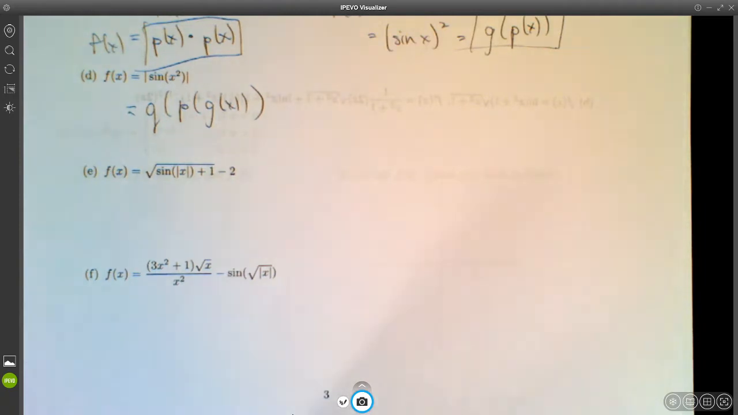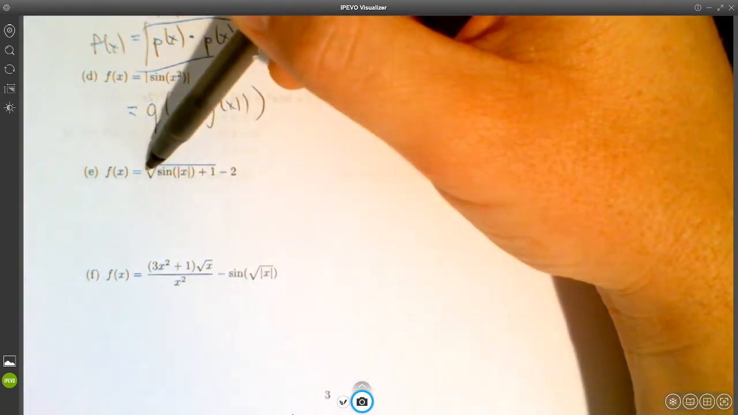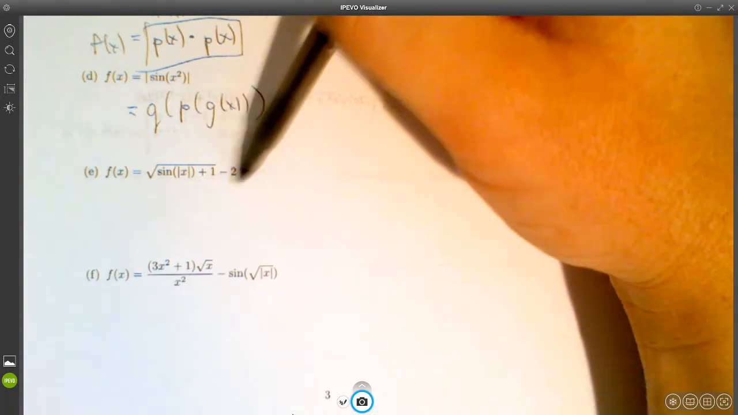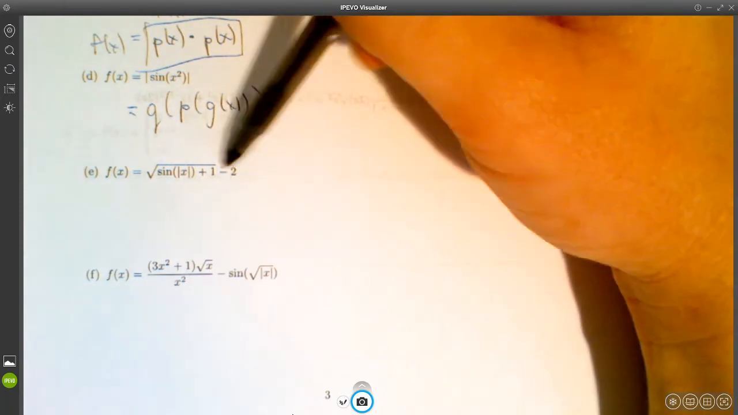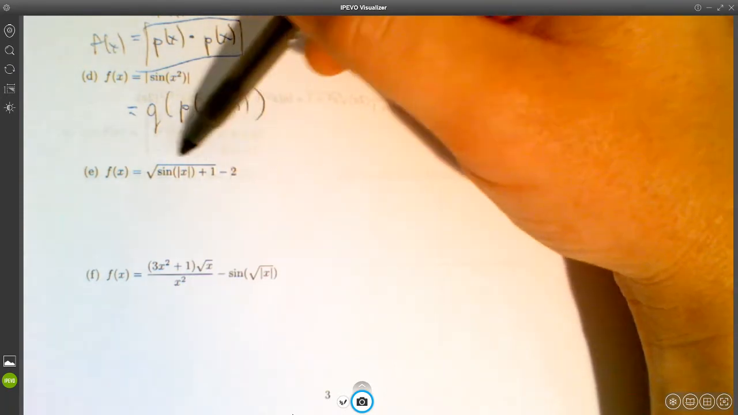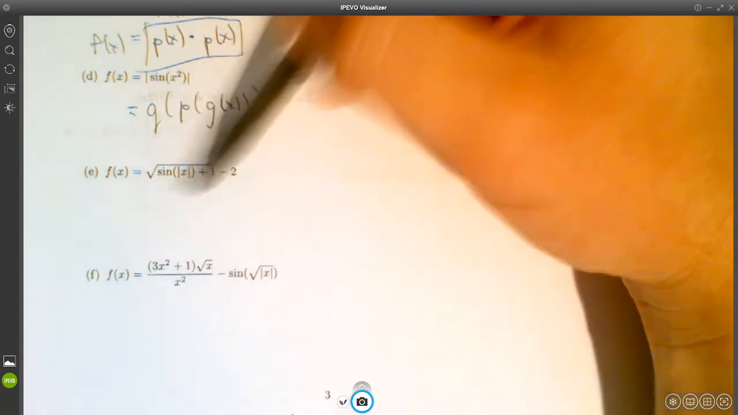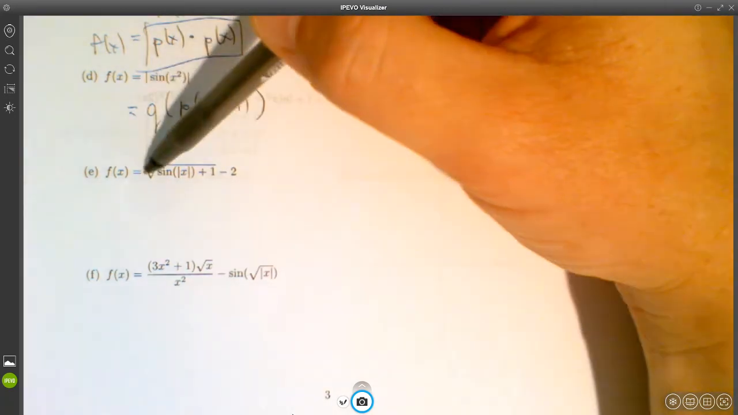I see the square root function. Now the square root's not covering the -2, but that's okay. We can just write, you know, -2 at the end of whatever function stuff we have going on inside here. So I think we have the square root of some function. So the outermost function here is the square root function, which we called h. So this is going to be h of something.